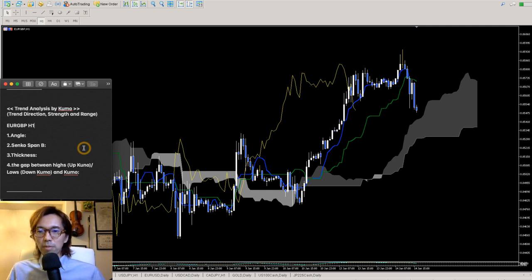Up Kumo, Senko Span B starts to slope down. Kumo is flat and very close to entering the Kumo, exactly. The price is basically heading towards the Kumo right now. So, yep. Everybody's right. So basically this is up Kumo. And it's becoming horizontal, but I would say it's still up Kumo here.